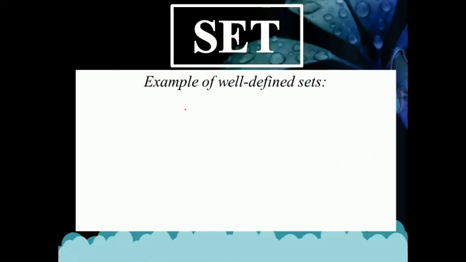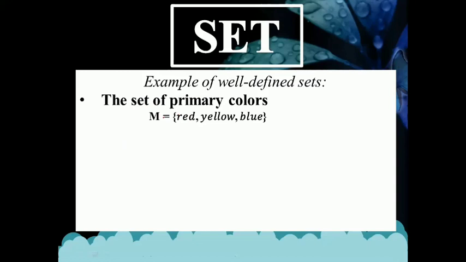Now let's have examples of a well-defined set. First, the set of primary colors. So, the set M has the elements red, yellow, and blue. Once again, remember that this M here can be substituted by any letter, and also let us use the braces all the time to indicate that these are the elements of the set.